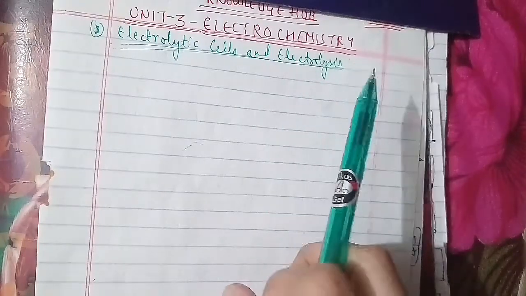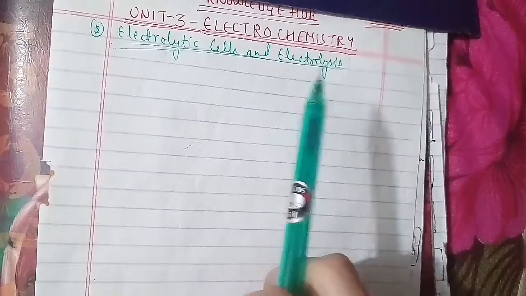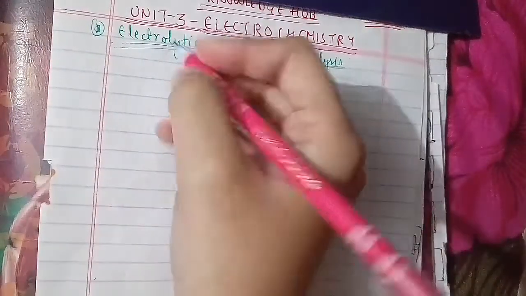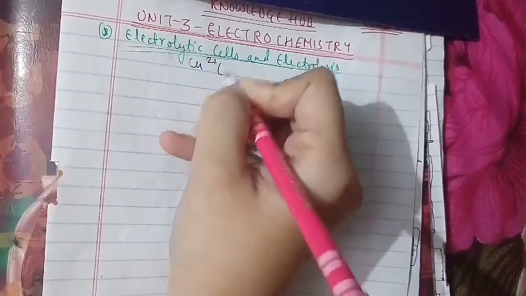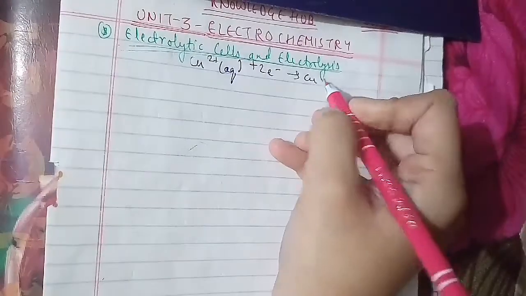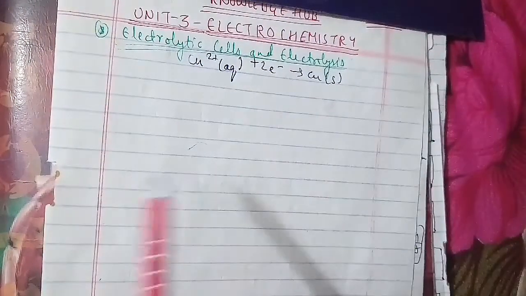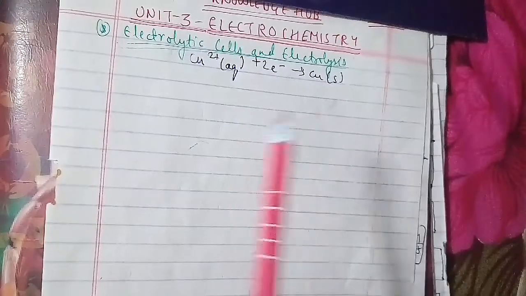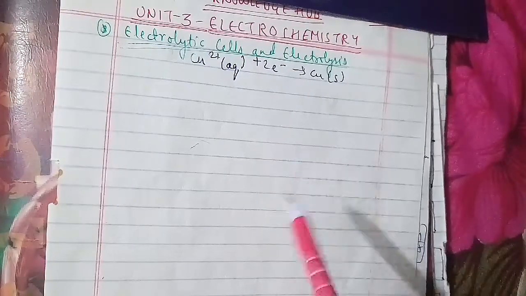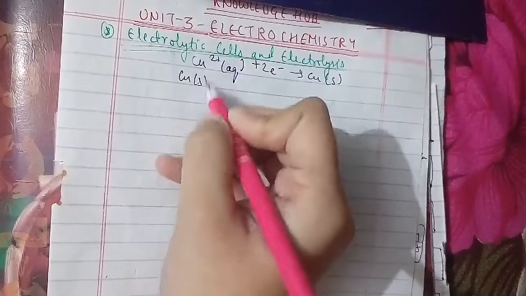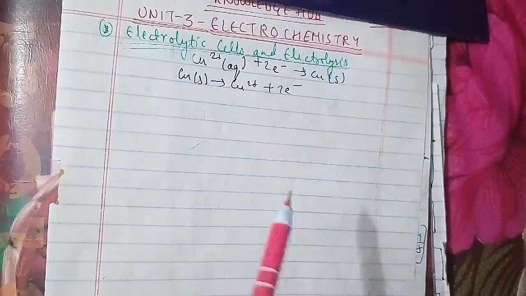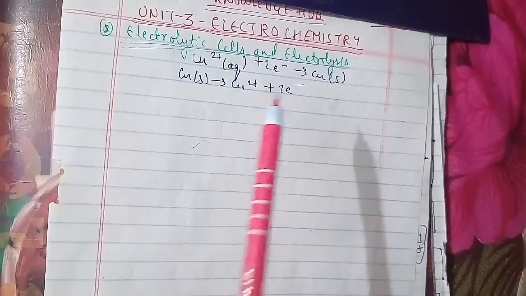the Cu2+ ions discharge at the cathode, which is negatively charged, and we have an equation for that as follows: Cu2+(aq) + 2e- gives Cu(s). So copper metal is deposited on the cathode. At the anode, the copper is converted into Cu2+ ions by the reaction Cu gives Cu2+ + 2e-. Thus the copper is dissolved, oxidized at the anode, and deposited, which is reduced at the cathode.